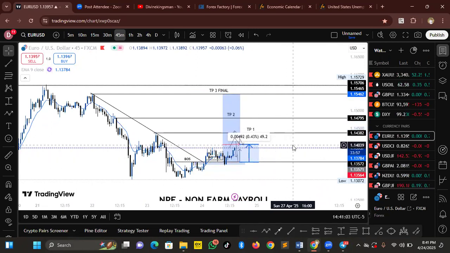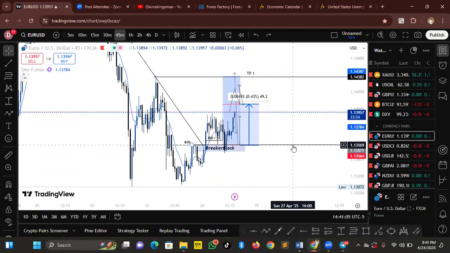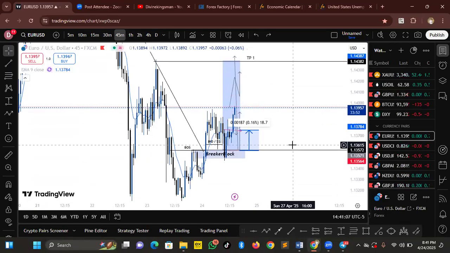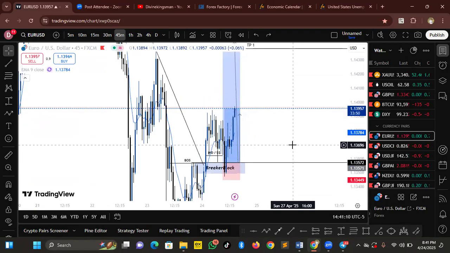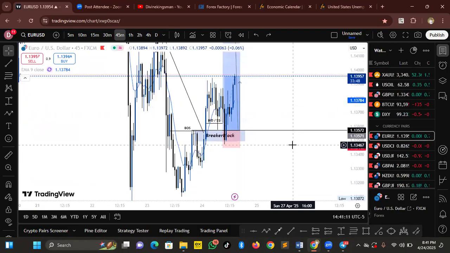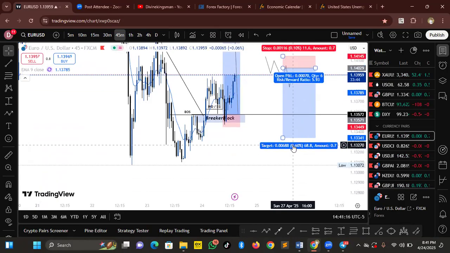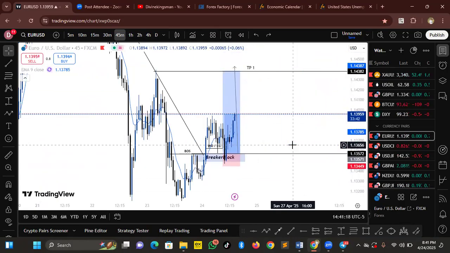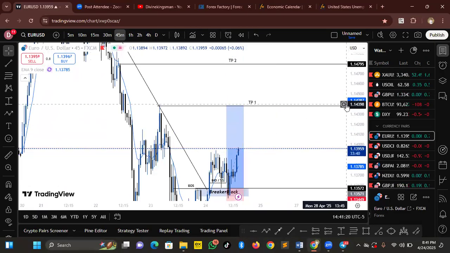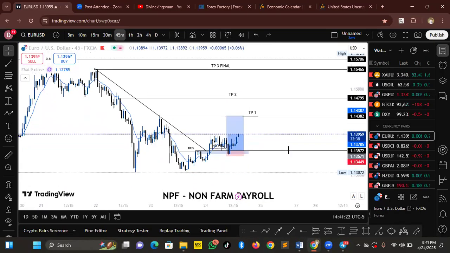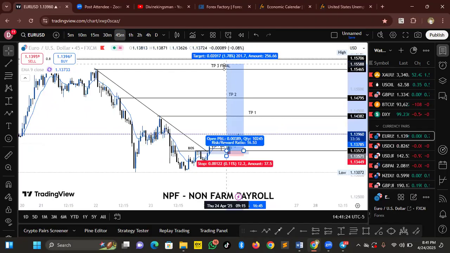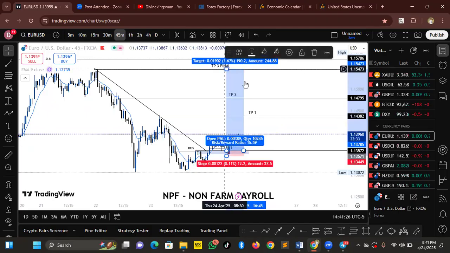Let me go back and bring up what I did because I want to show something here. As I said, this is where I plan to take profit on this trade. You can see this is my take profit one, take profit two, take profit three. About the risk reward I was showing you, I'm risking a little amount of money, and this is my final take profit.